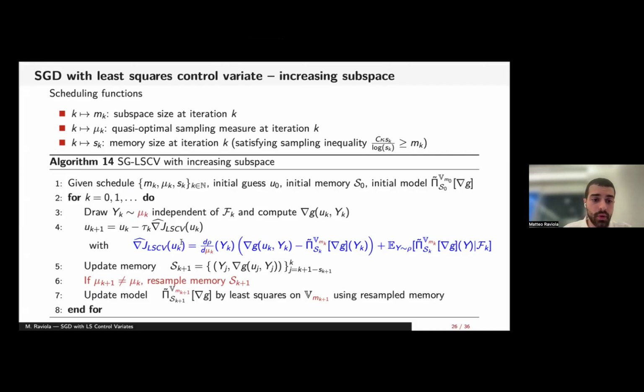And also, when we update the memory in the same way, we have a scheduling function that tells us how far into the past we have to look to get our data. The only thing that we have to add compared to the earlier algorithm is that if mu k plus 1 is different from mu k, then we have to do the resampling step. This is why we introduced that resampling step, because in this case we do need to keep the memory consistent. And then we update the model again using the resampled memory.